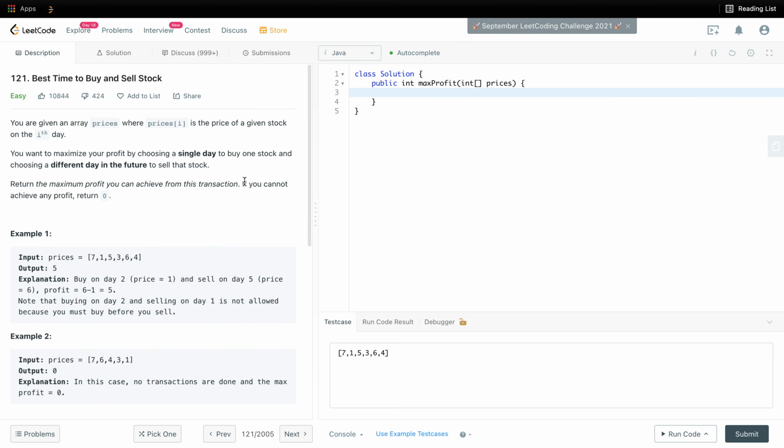For this question, we have two solutions. One is the brute force solution, where I compare all the possible permutations and combinations of this array and find the maximum value. So let's first start with that. I'll create one variable called maxProfit and initialize it with 0. As I mentioned, this is a brute force solution and we want to try all the permutation combinations.